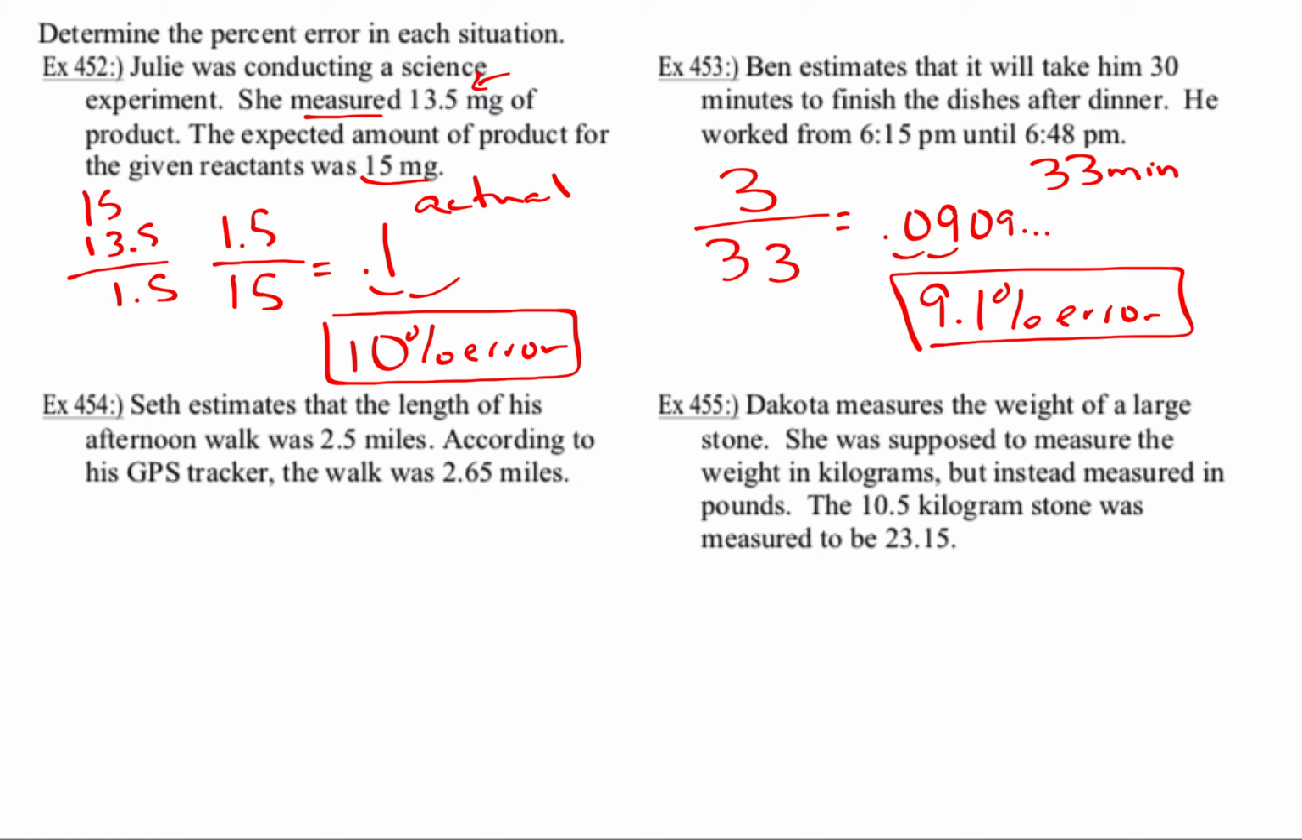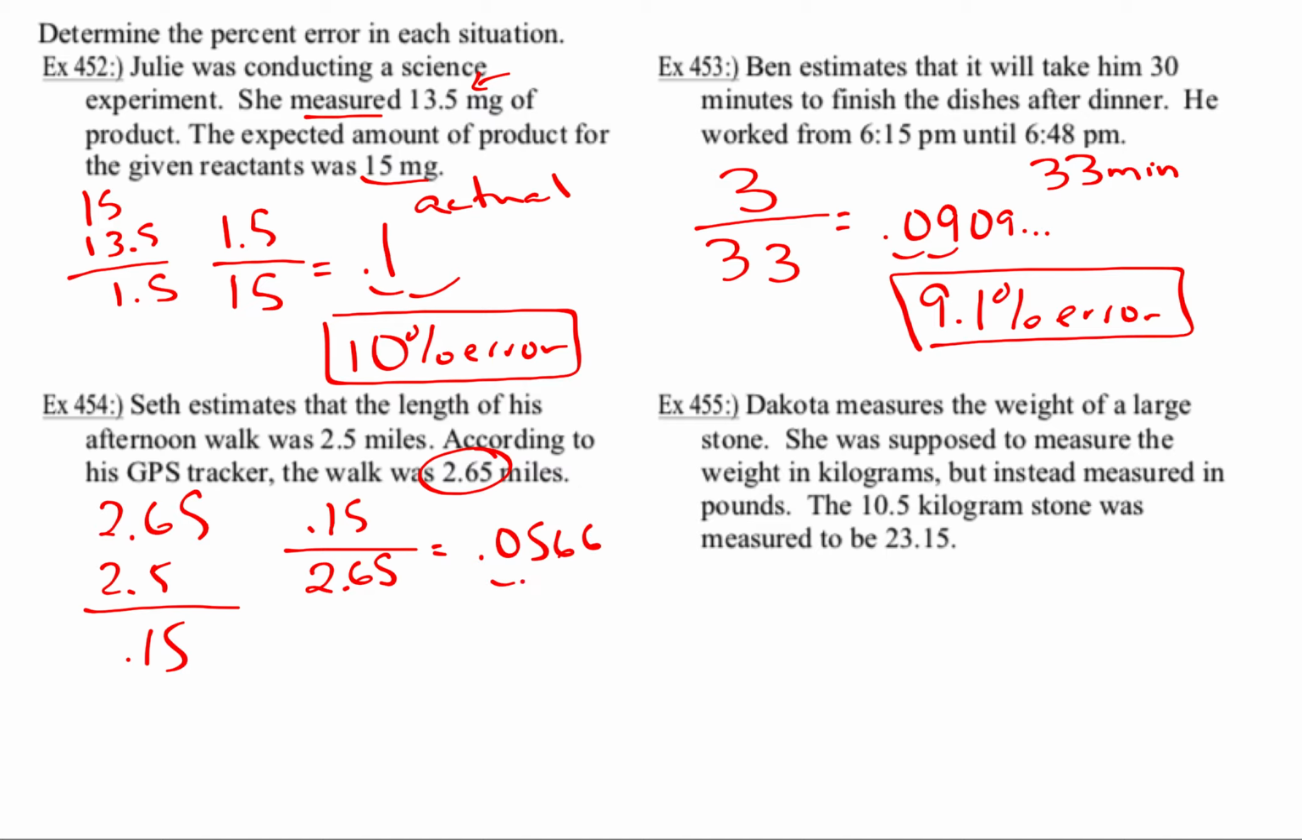Seth estimates that the length of his afternoon walk was 2.5 miles. According to his GPS tracker, the walk was 2.65 miles. Okay, we start by finding out how far off Seth was. Seth was off by less than a mile, 0.15 miles. We'll take that 0.15 and compare it to the actual 2.65. 0.15 divided by 2.65 is 0.0566. Moving the decimal, 5.7% error.